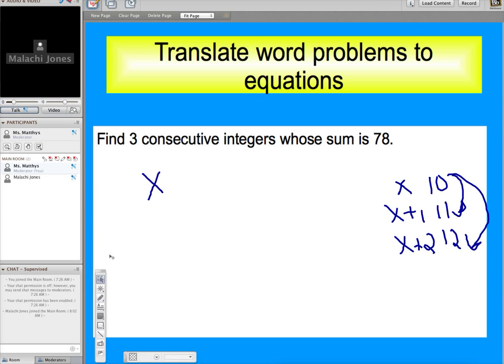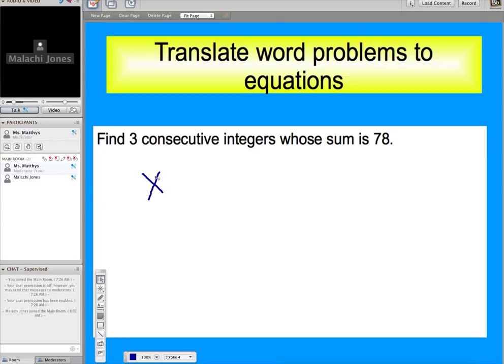All right, so you tell me now. I'm going to make this disappear. You tell me 3 consecutive numbers. How would I write it? We have the first one is x. The next one would be? X plus 1. Mm-hmm. And then x plus 2. Very good. Okay. They're saying the sum of these, the sum.